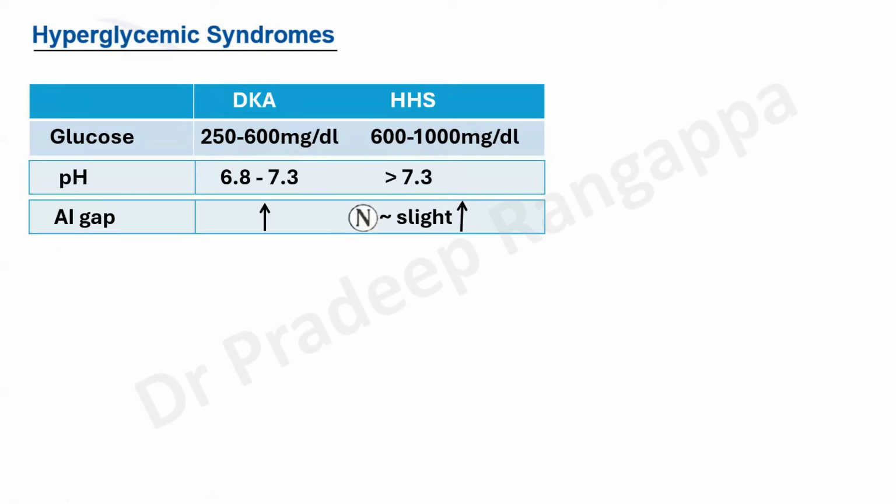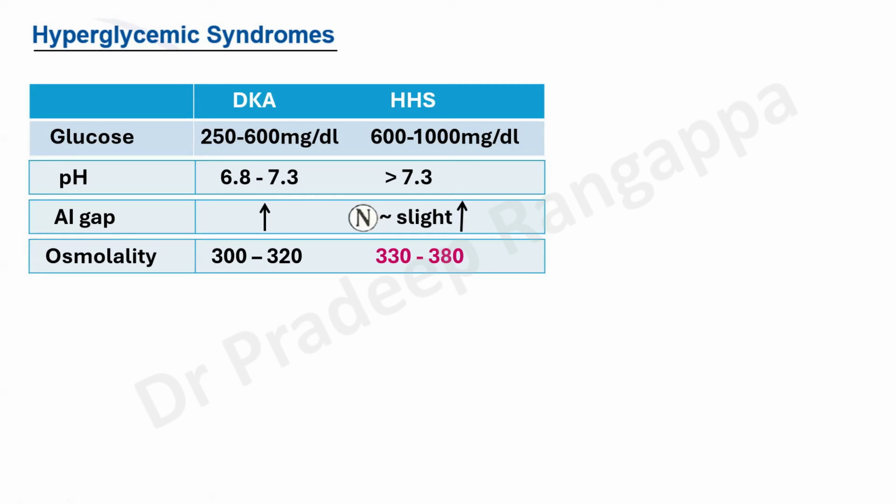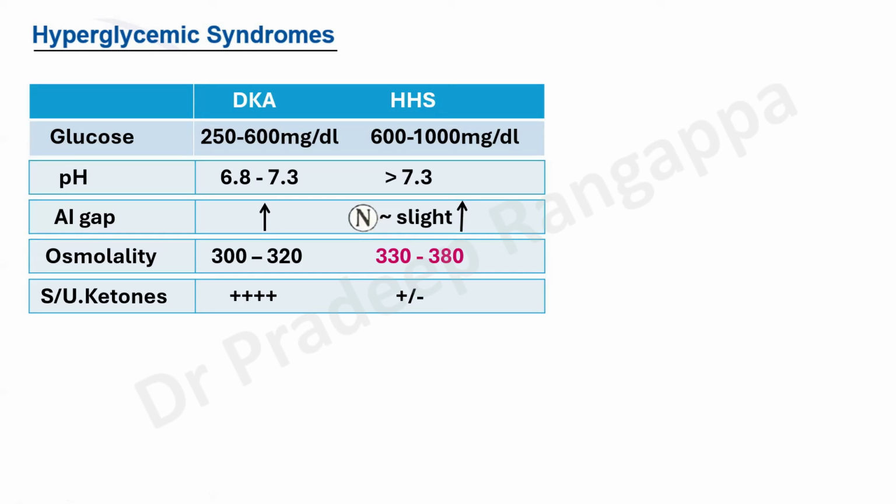Anion gap is almost always high in DKA. In HHS, it can be normal to slightly high. Osmolality will be much higher in HHS, because that's why it's called hyperglycemic hyperosmolar state. And urine ketones are very positive, 3 plus in DKA. In HHS, it may be present or may not be present. So these are some of the key differences between DKA and HHS.